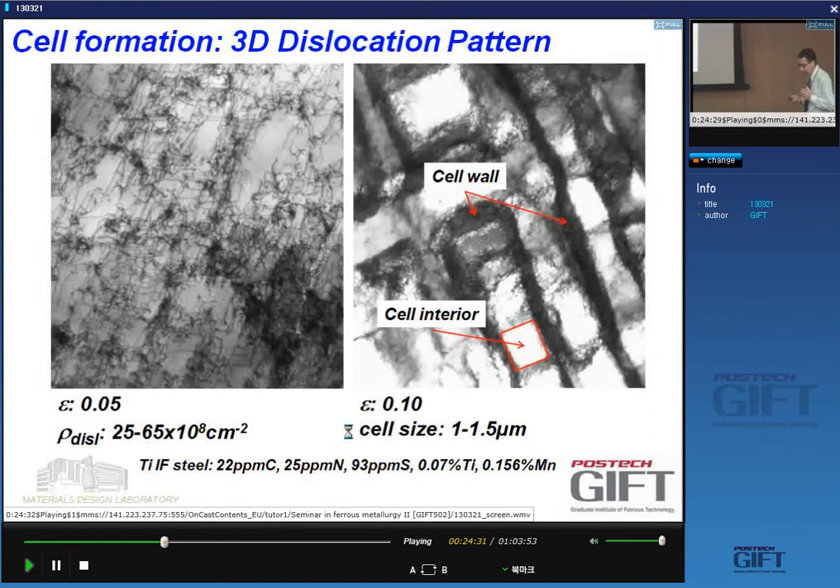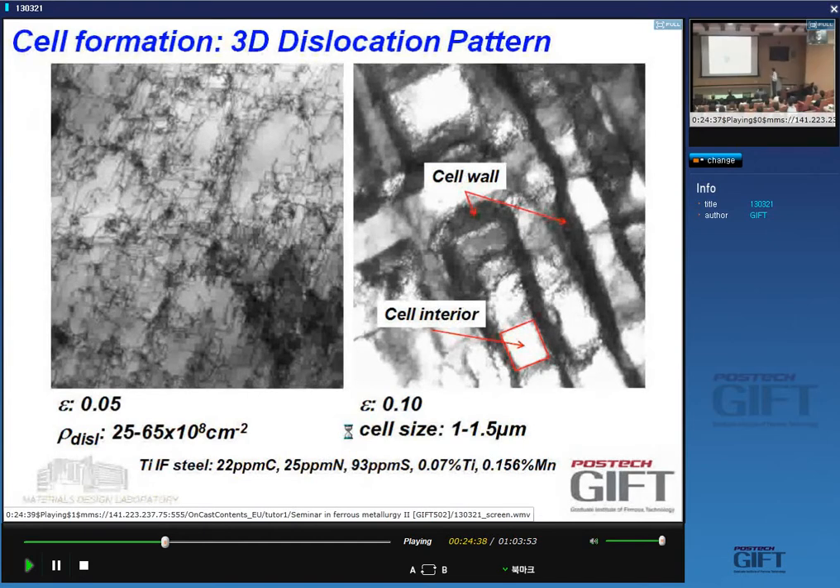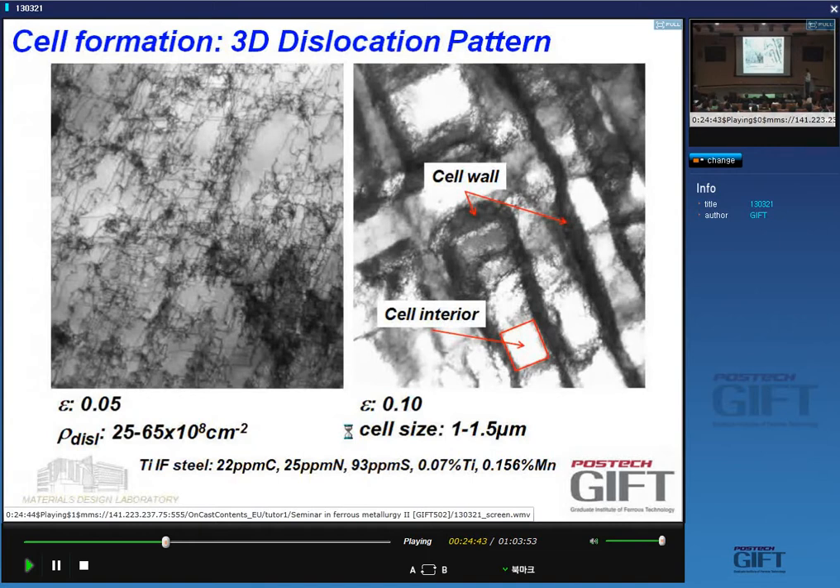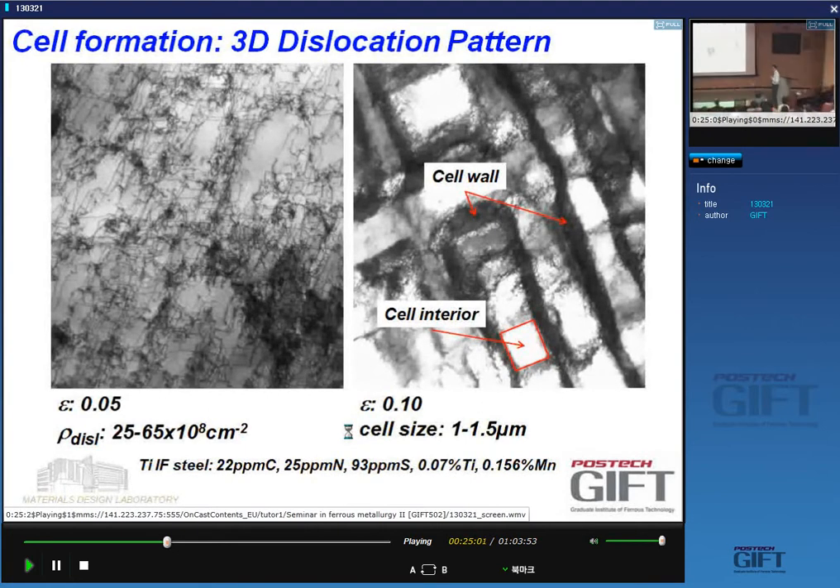And that happens at very low strains already, like 4%, 5% of strain. You can already see the dislocations forming these aggregates. And then at 10%, you have this very regular, in this case square, pattern of dislocations. You have very high dislocation density in the cell walls and very low dislocation density in the cell interiors. The deformation is entirely due to the transfer of dislocations from one cell wall to the other cell wall, and their trapping in the cell wall.